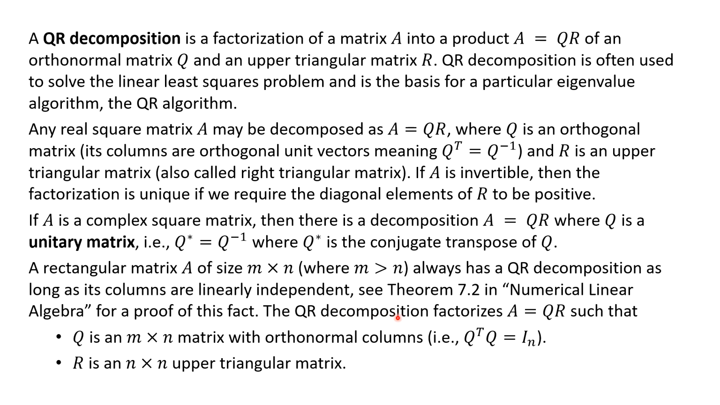The QR decomposition factorizes as A equals QR such that Q is an m by n matrix with orthogonal columns. So we have this property here, Q transpose times Q equals the identity, and R is an n by n upper triangular matrix. Okay, so this is a very quick summary of QR decomposition, and I have one more on the next slide, another type of decomposition.